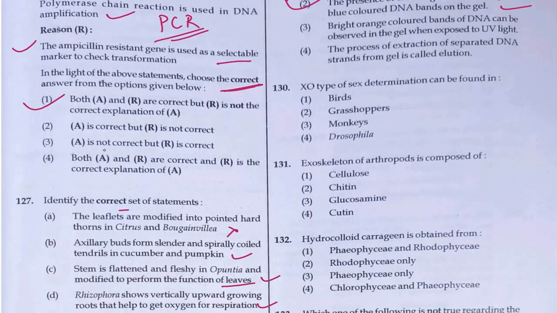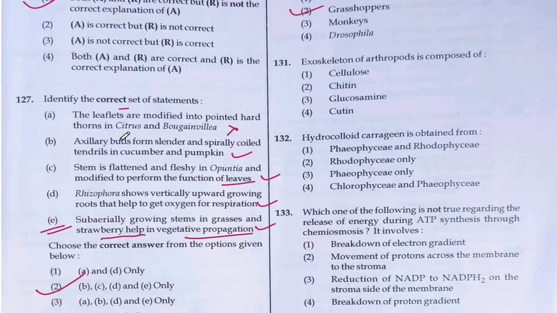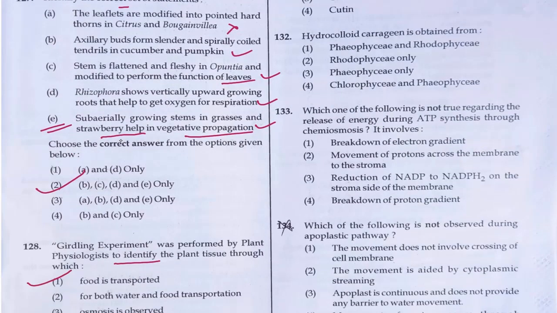Next, question number 130. XO type of sex determination can be found in grasshopper. Question number 131. Exoskeleton of arthropods is composed of chitin. Question number 132. The hydrocolloid carrageenan is obtained from, we can get the hydrocolloid carrageenan from the Rhodophyceae only.